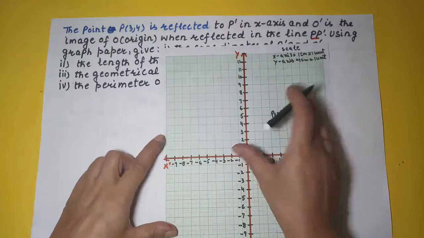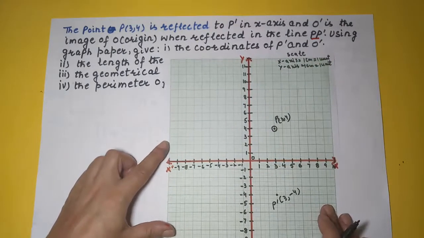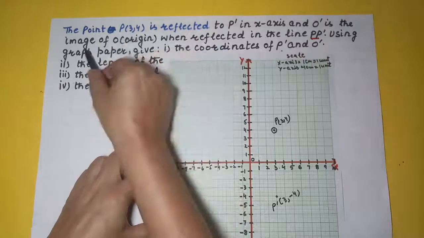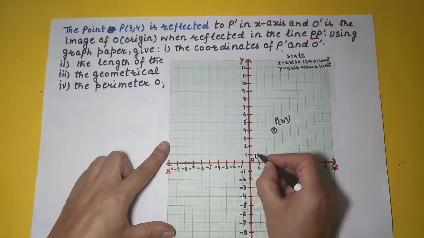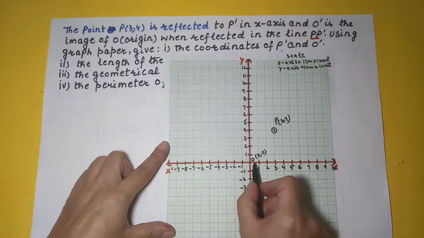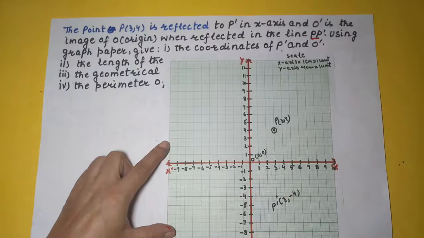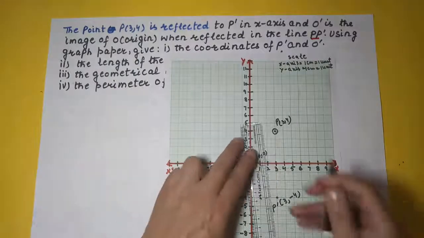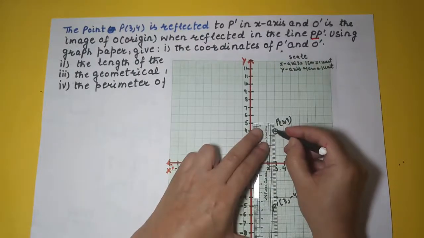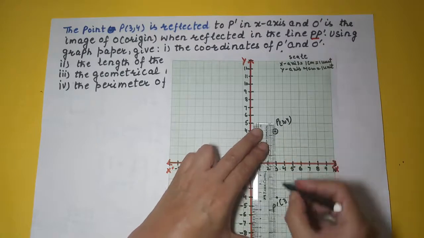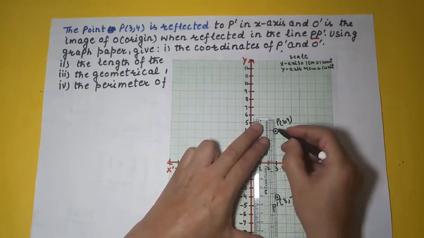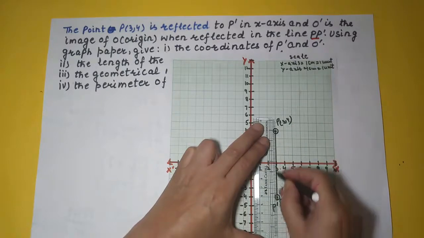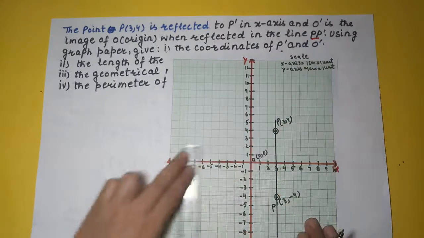Alright. Now, he's saying that O' is the image of the origin O. So this is my point O, the origin. And I have to reflect this point O in the line PP'. That means I will join the line PP'. So let me join this. This becomes the line PP'.